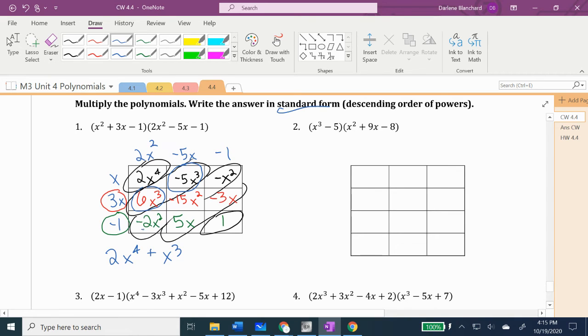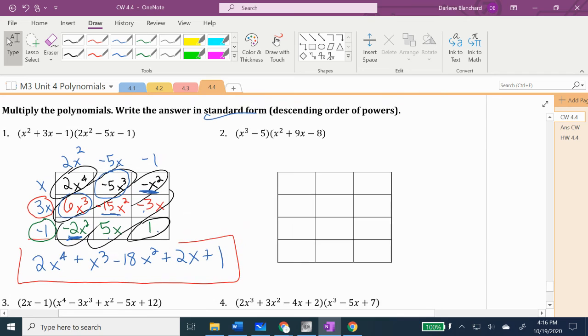And then next I have -2x squared plus -15x squared plus -x squared. So I have -2 minus 15 minus 1, which gives me a total of -18 of the x squareds. Then for the x's, I have 5x plus -3x, which gives me +2x. And then lastly, the lone 1. And I am already in standard form if I add it in that manner.